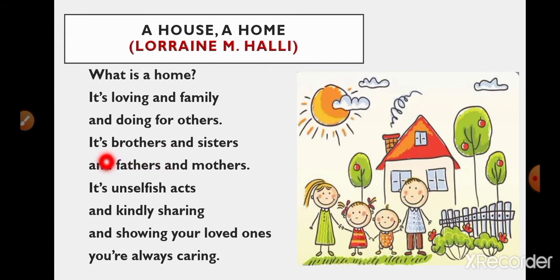And a home consists of brothers, sisters, fathers and mothers, and there are unselfish acts, there is sharing, and it is family members where the members love each other and they care for each other. So this, according to the poet, is a home. So according to her, a house is simply a structure or a building, but a home is where family resides and where a family that loves each other lives.